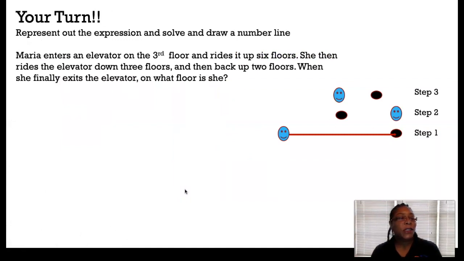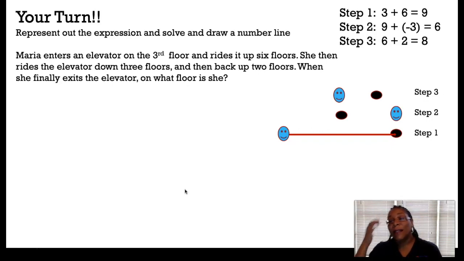So your turn. I want you to see if you can do this one on your own. So just think about this practical problem and visualize yourself doing this practical problem. Maria enters an elevator on the 3rd floor and rides it up 6 floors. She then rides the elevator down 3 floors and then back up 2 floors. When she finally exits the elevator, on what floor is she? Again, pause the video, use a number line and the expression, and see if you get the same answer for them both. Once you're ready, unpause and we will see if we have the same answer.